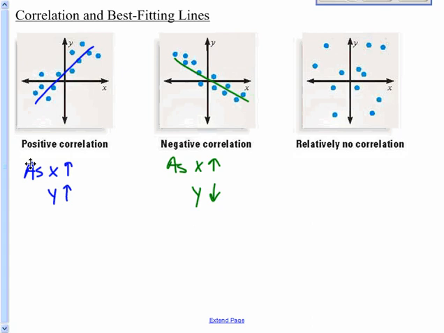And over here you see that there's no correlation. There's no real line of best fit that you can draw around those. So again, there's just no correlation there, is the best way to say it.